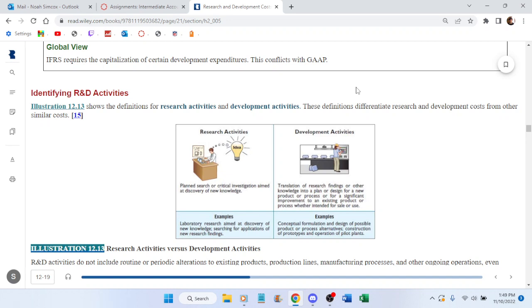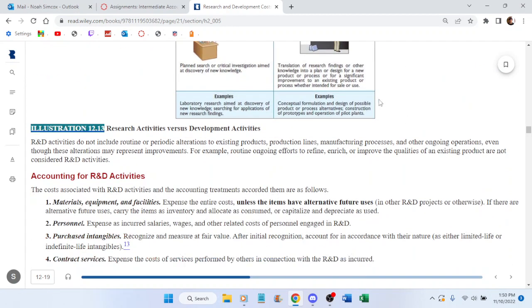Development activities: translation of research findings or other knowledge into a plan or design for a new product or process, or for a significant improvement to an existing product or process, whether intended for sale or use. Examples: conceptual formulation and design of possible product or process alternatives, construction of prototypes and operation of pilot plants.